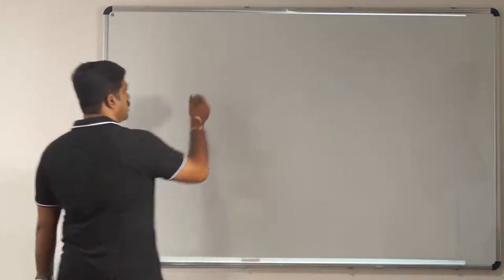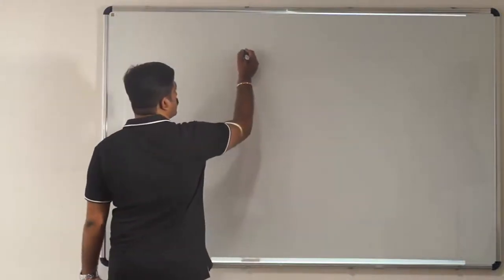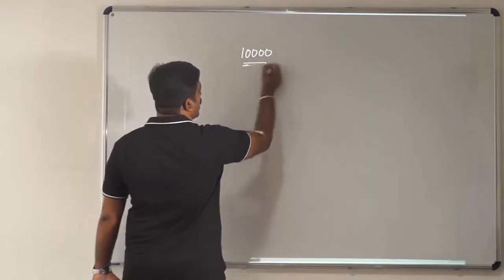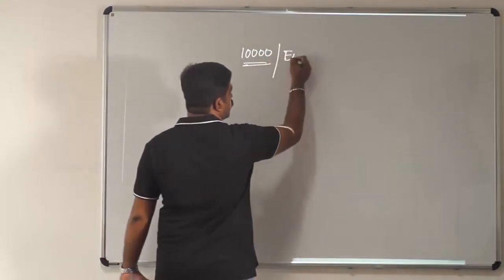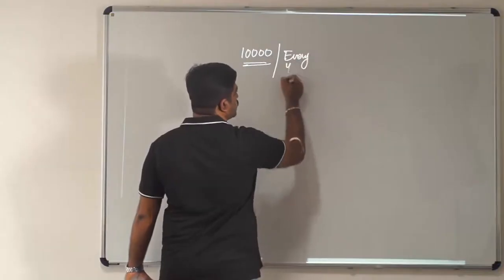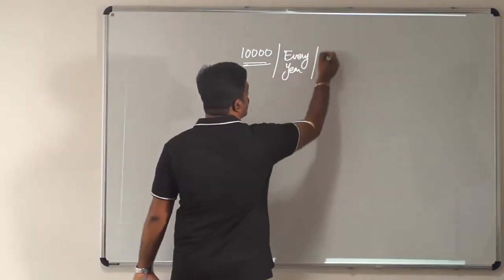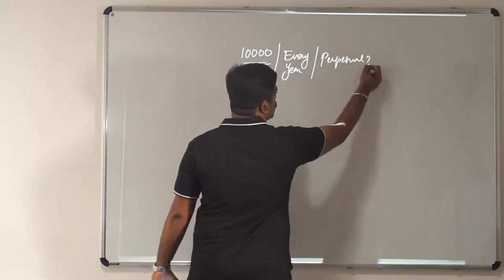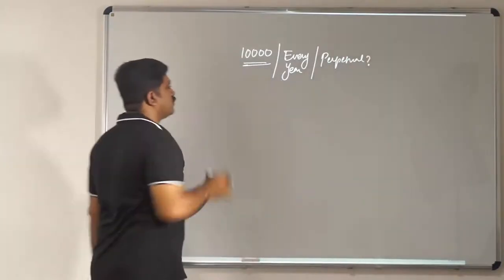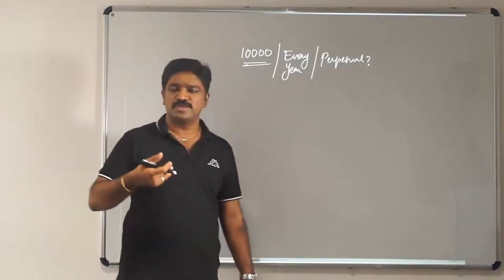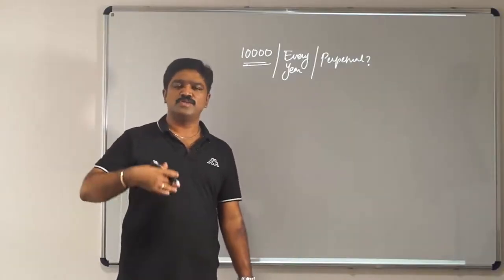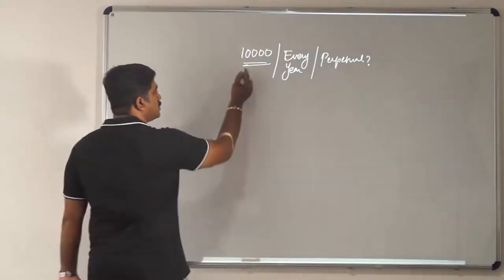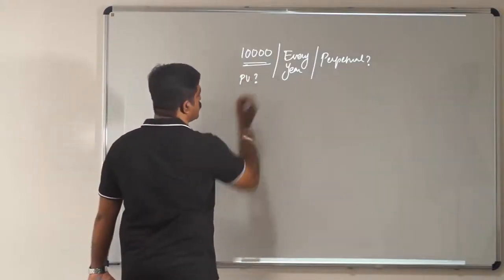Let me give an example. Let's say you are going to receive 10,000 every year, and it is perpetual. So how do you find out the present value of this 10,000? Because you are going to receive this 10,000 this year, next year, and it goes on for another 100 years, 1000 years. Then how do you know what is the present value of this 10,000?